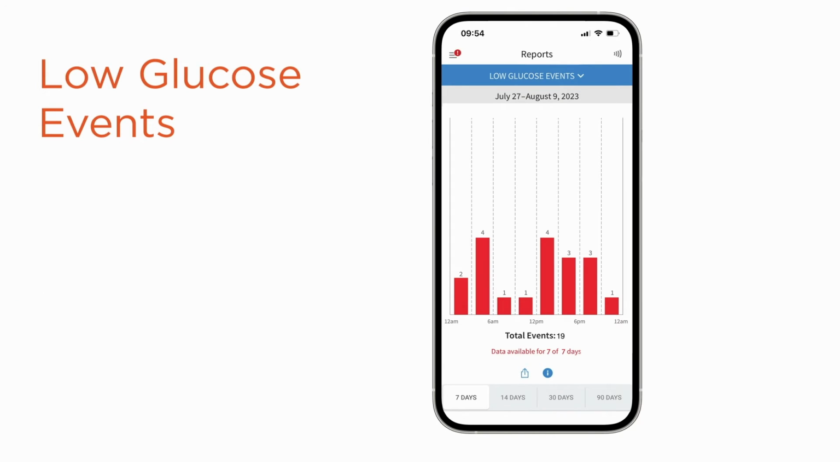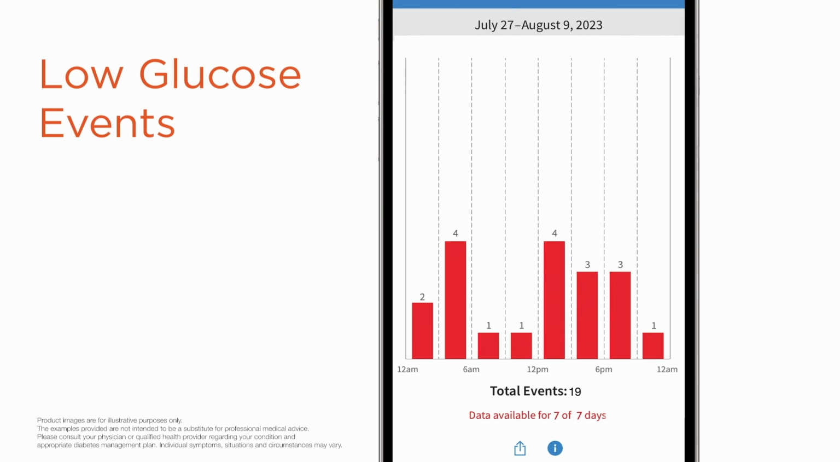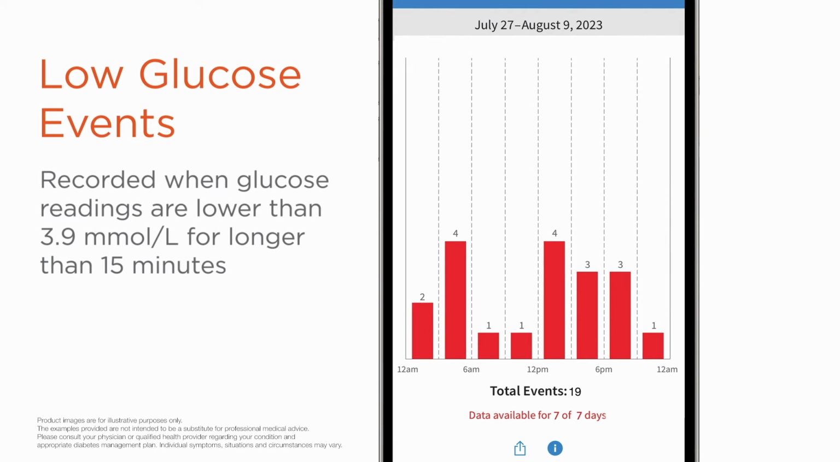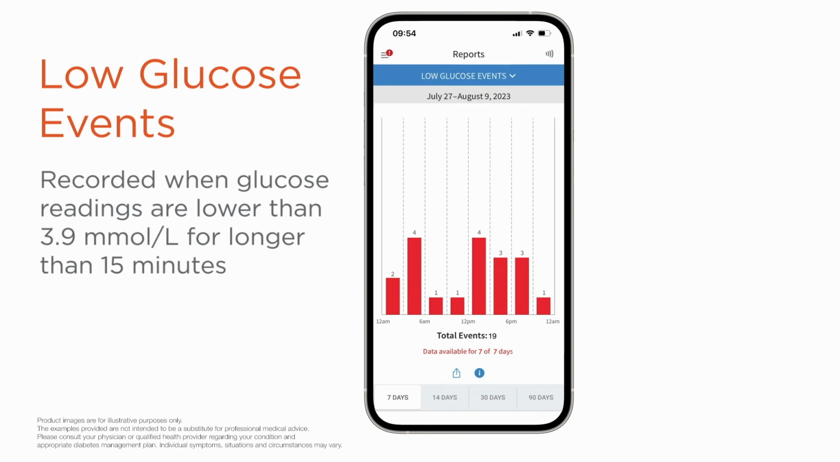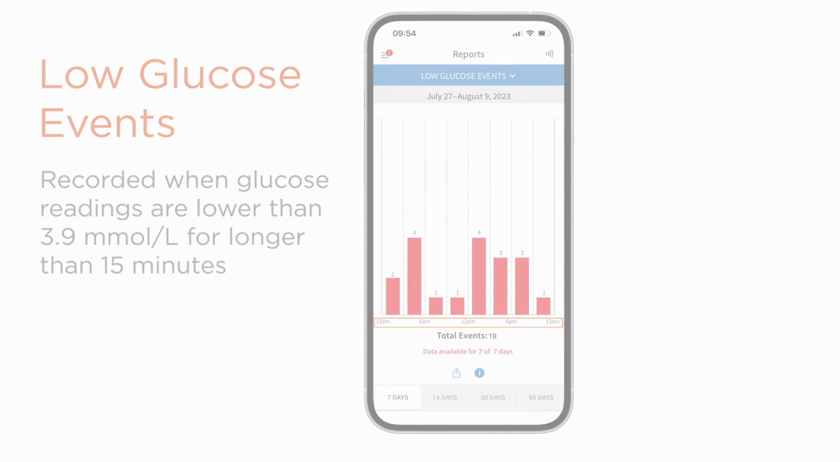The low glucose events report tells you when you have experienced a low glucose event. Let's look at the last 7 days. The FreeStyle Libre 2 system will record a low glucose event when your glucose readings are lower than 3.9 millimoles per liter for longer than 15 minutes. Your total number of low glucose events are displayed in the graph. The bar graph tells you what time of day they're occurring.